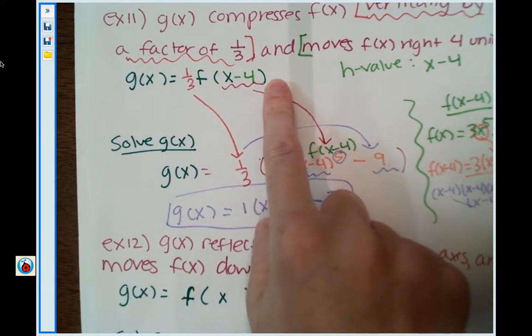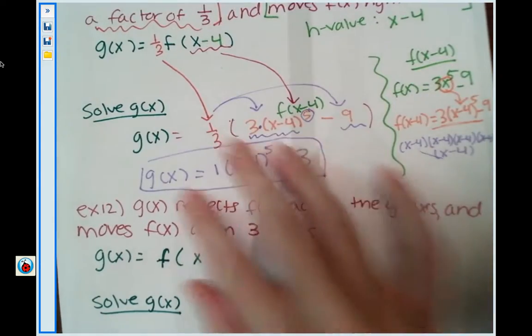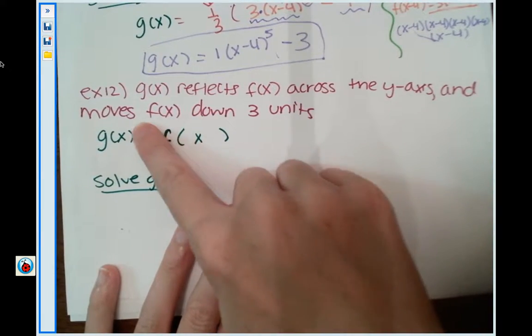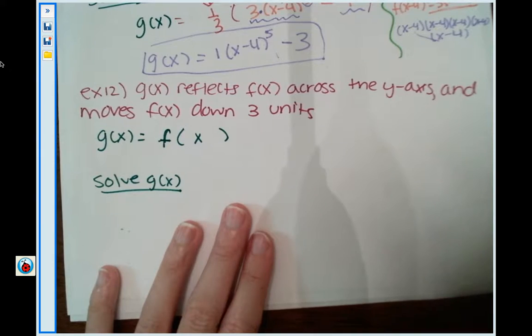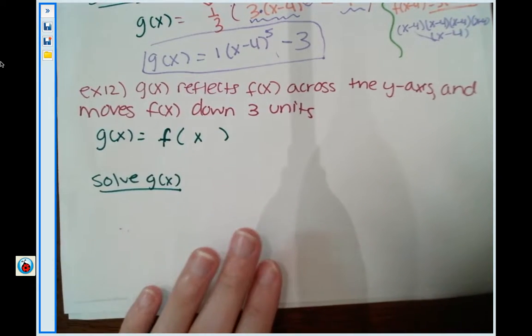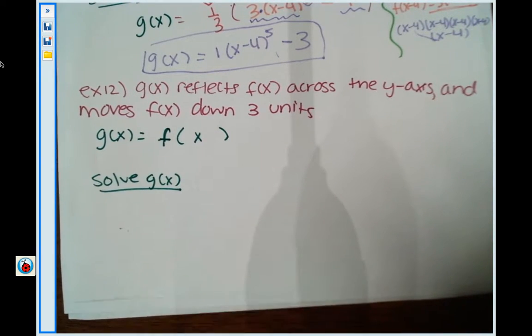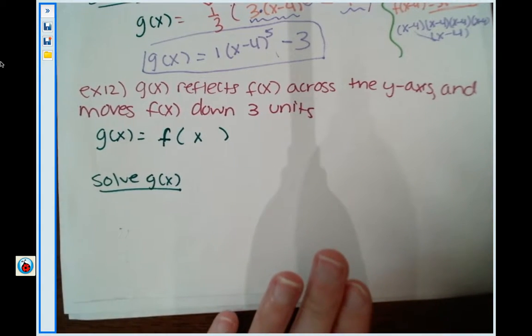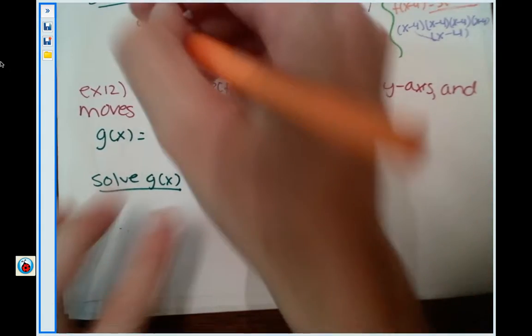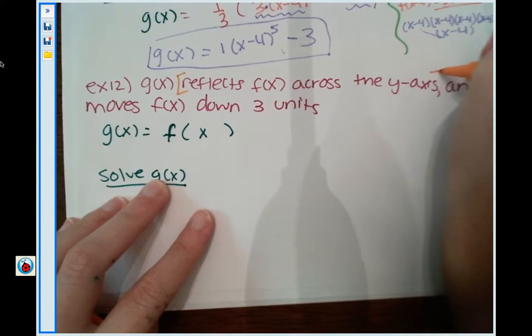Alright, guys, so same idea. First, we're going to come up with our equation, and then we're going to solve the equation. This equation is based off of the transformations in the problem. So it says g of x reflects f of x across the y-axis and moves f of x down 3 units. So it's going to bring it on down. Let's start with this reflecting across the y-axis.